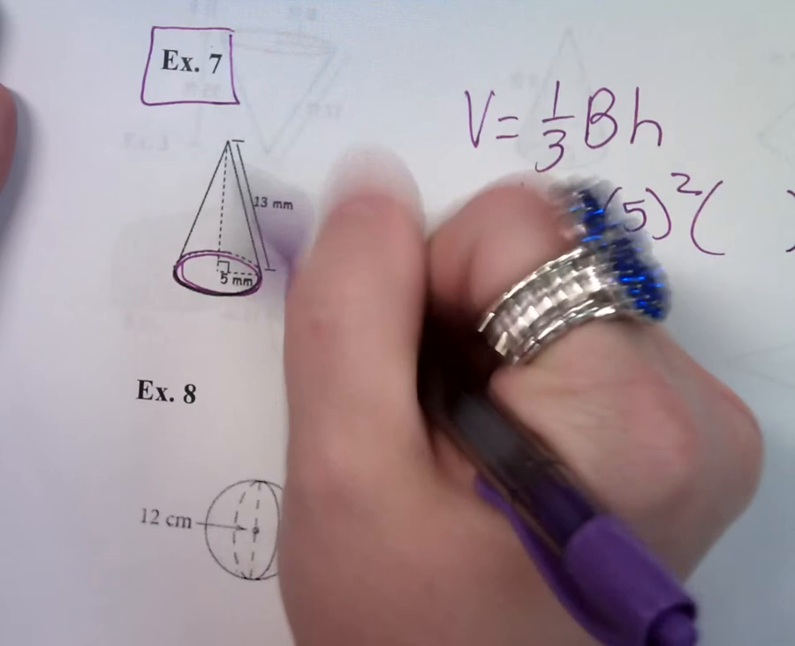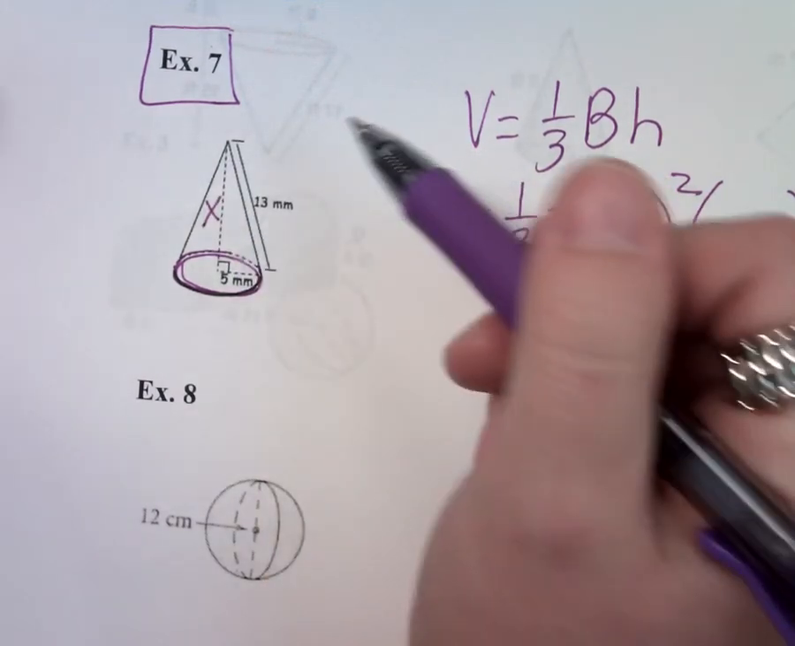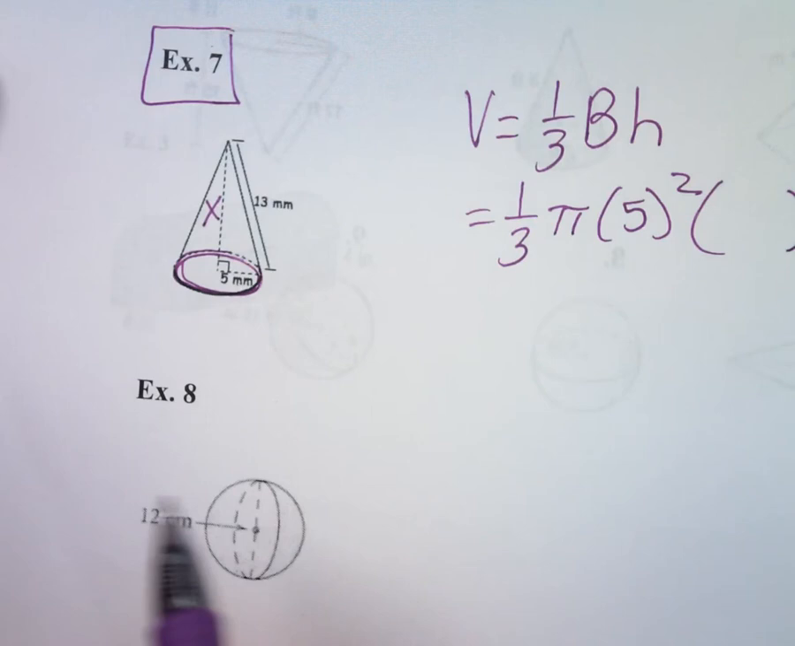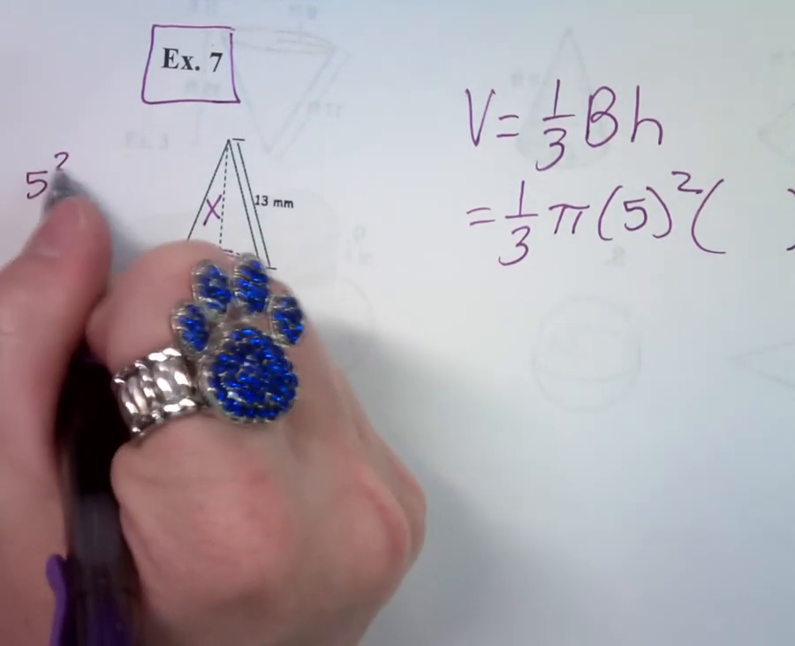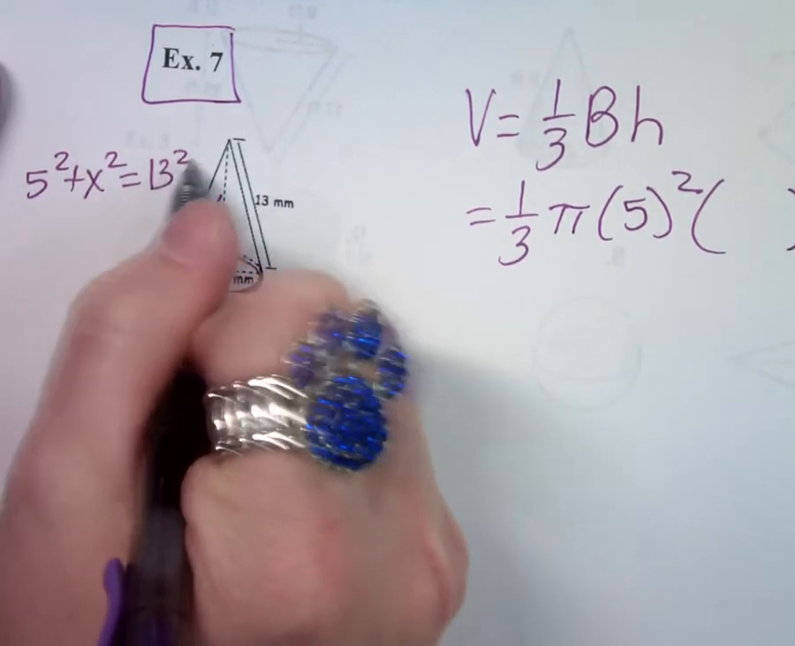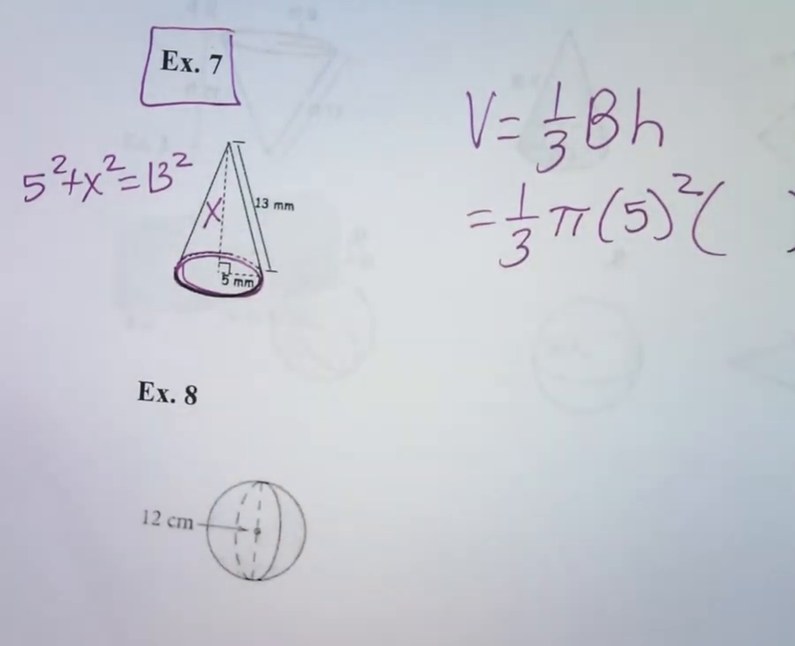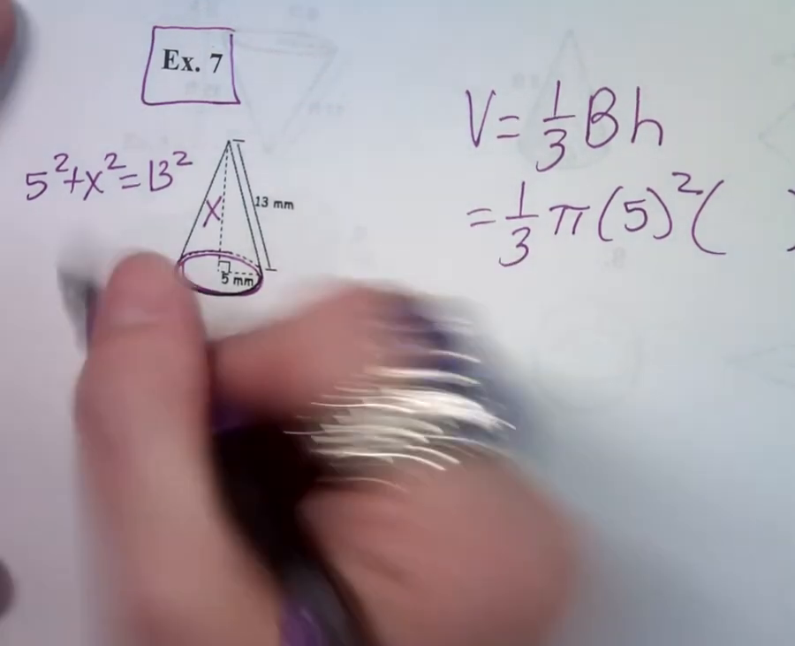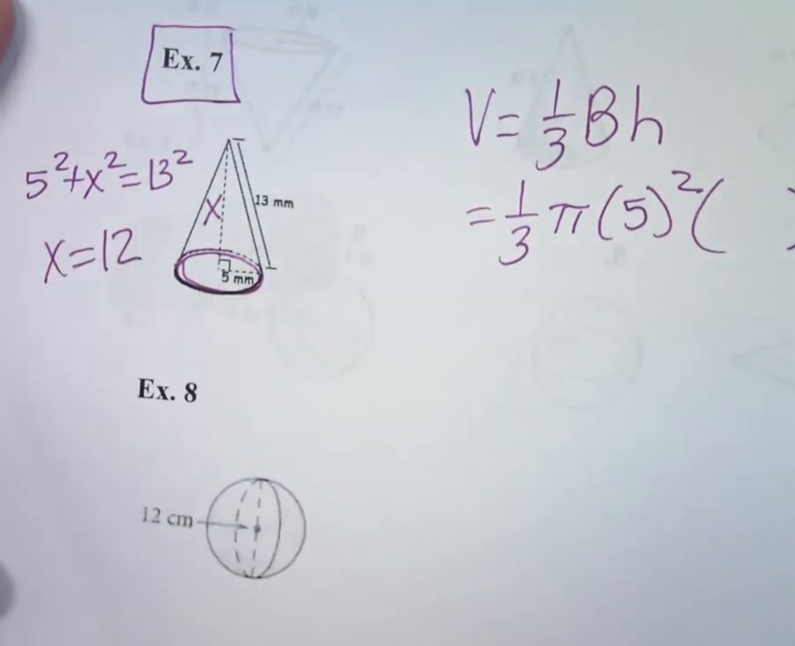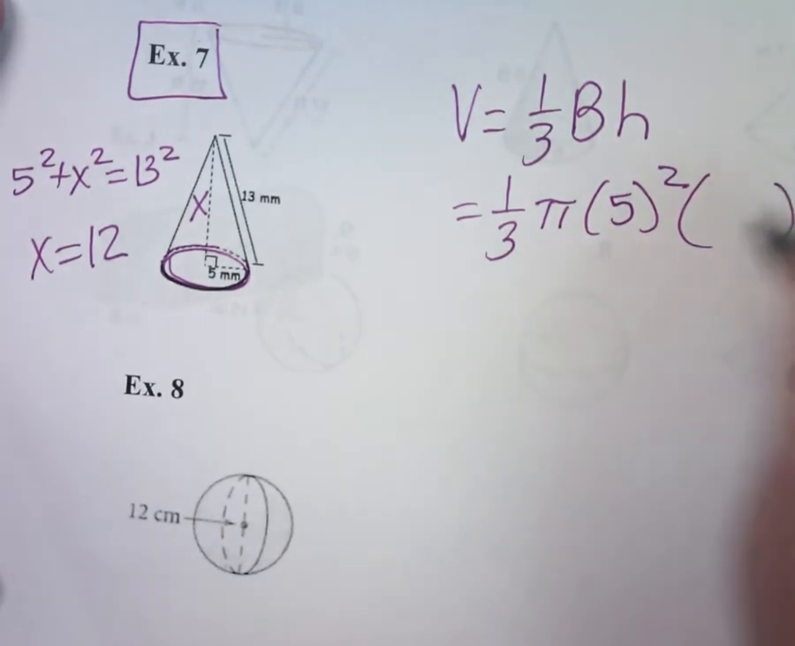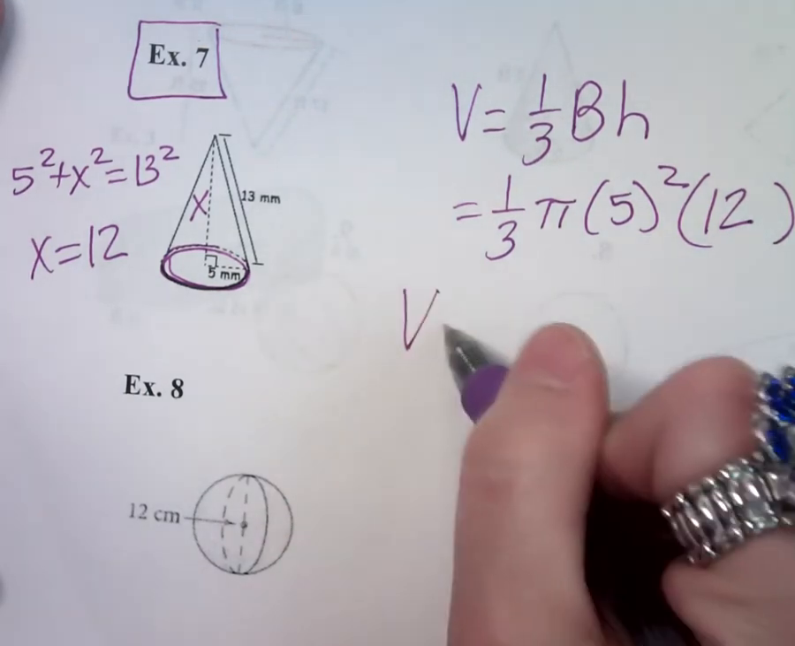13 is the slant height, so we need to actually figure out this height right here. So if you do Pythagorean theorem, it would look like what squared plus what squared is what squared? 5 squared plus x squared equals 13 squared. Okay, take a moment and tell me what that is. So it's 12. Did everybody get 12? Okay, so 12 is the height of the cone, so 12 is going to go into my H. Okay, work that out, but keep it in terms of pi.